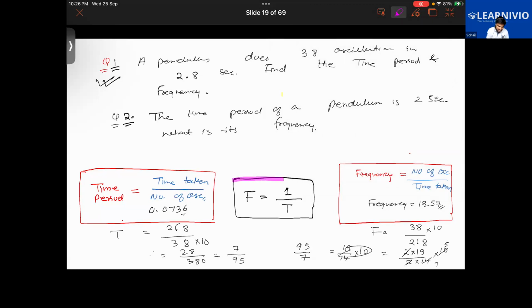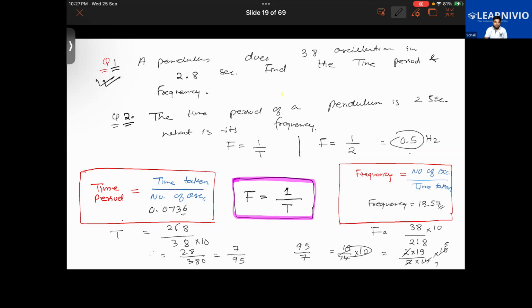Talking about the second question, you had to use the relation between frequency and time period, where I said that if the time period is given, you can calculate the frequency, or if the frequency is given, you can calculate the time period. The time period of a pendulum is 2 seconds. We know frequency equals 1 upon time period, and here the time period is 2. So 1 upon 2 is 0.5, so the frequency is 0.5 hertz. As simple as that. Is it clear to everyone? Abu Bakr, you got the second question? And Priyanka?